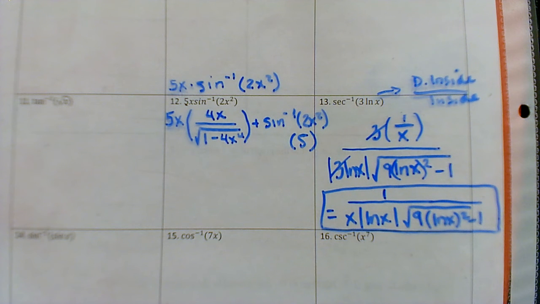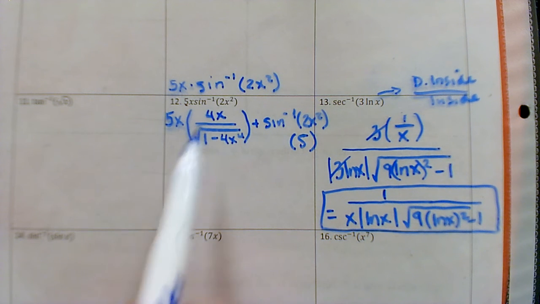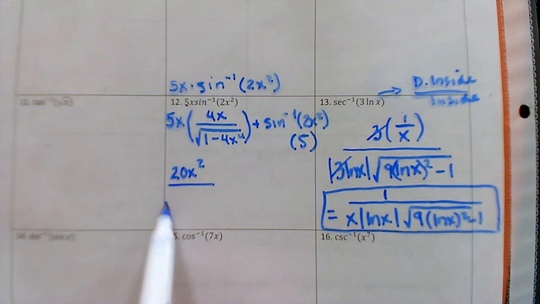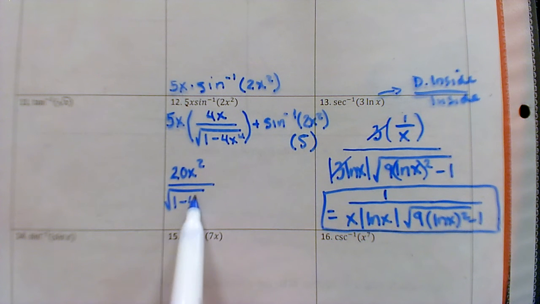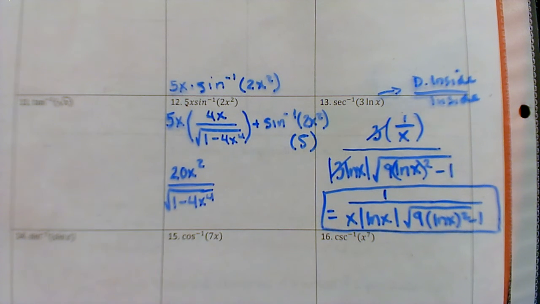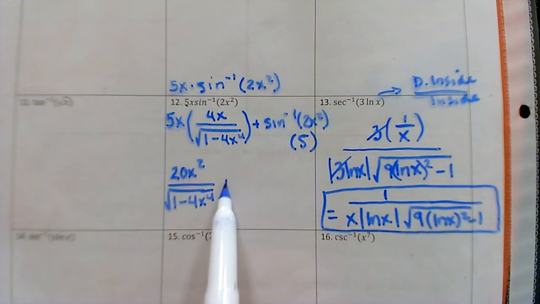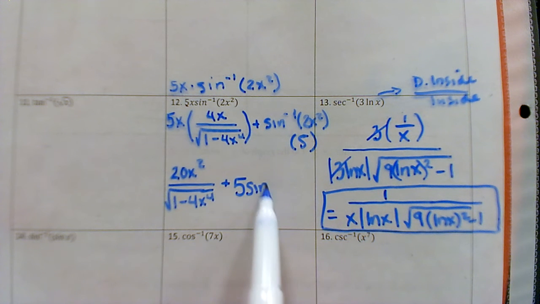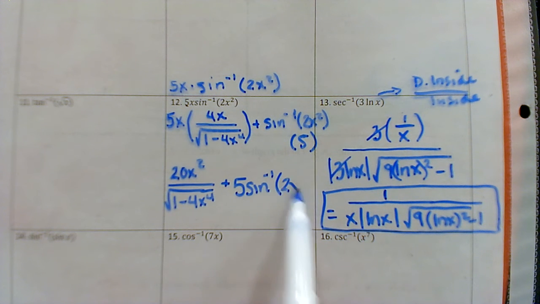So maybe we can clean it up a bit. 5x times 4x will have 20x squared over that square root. And then we can maybe move that 5 out front of the inverse trig function as a coefficient.